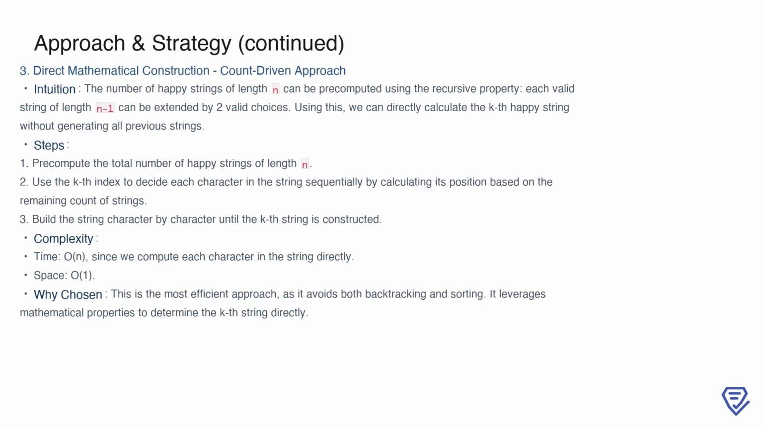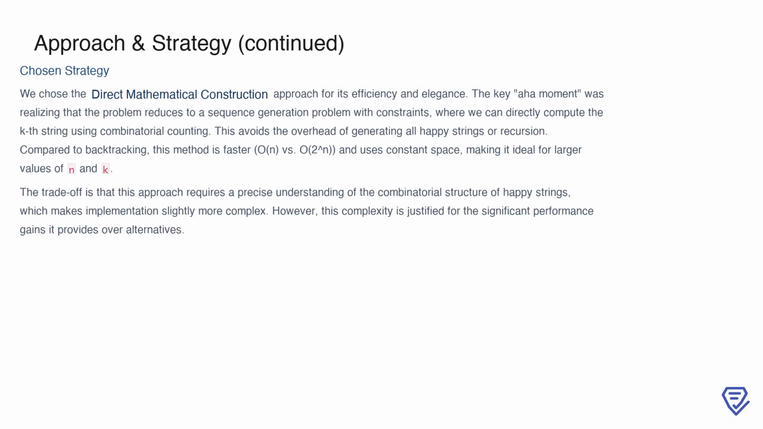Starting with the total number of happy strings, we use the kth index to determine the position of each character and build the string step by step. This approach is highly efficient, with a time complexity of O(n), as we compute each character directly, and a constant space complexity of O(1). By bypassing both backtracking and sorting, this method is the fastest and most elegant solution for the problem. The chosen strategy is the direct mathematical construction approach, which stands out for its efficiency and elegance.